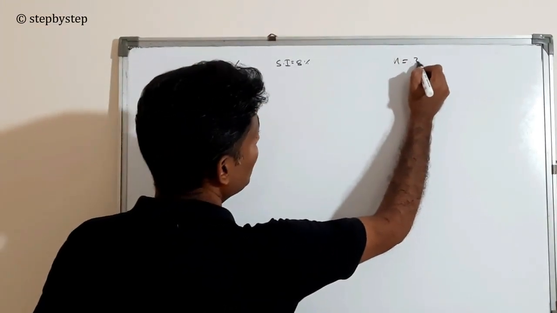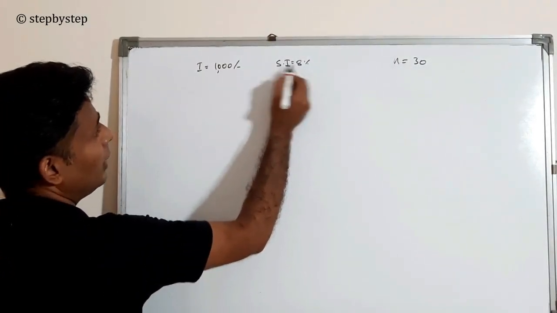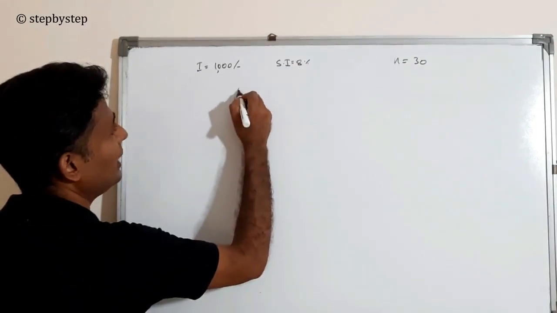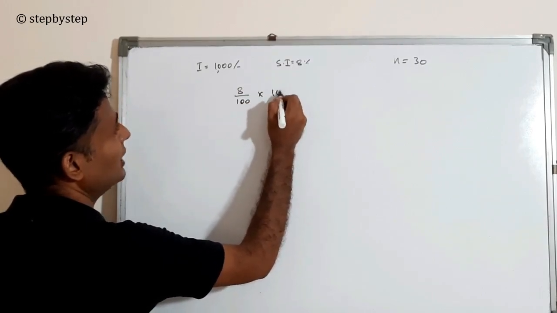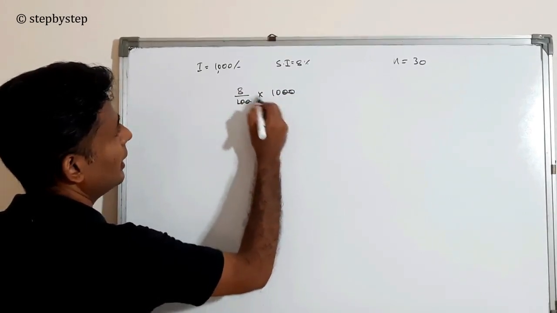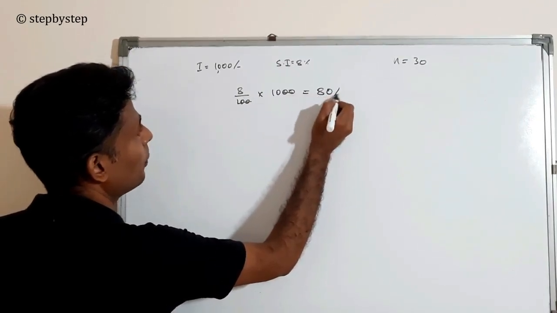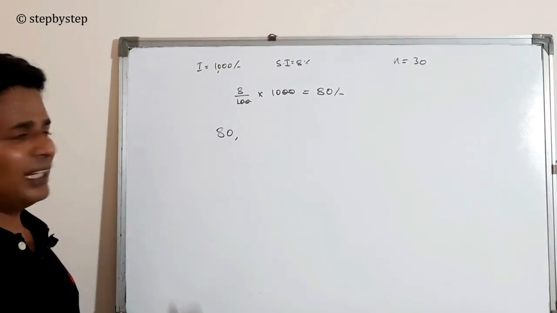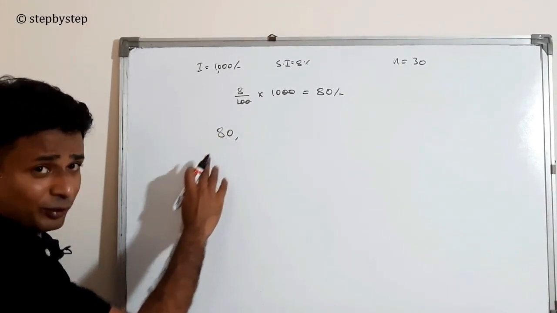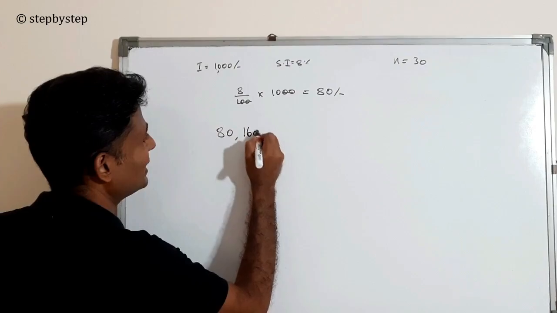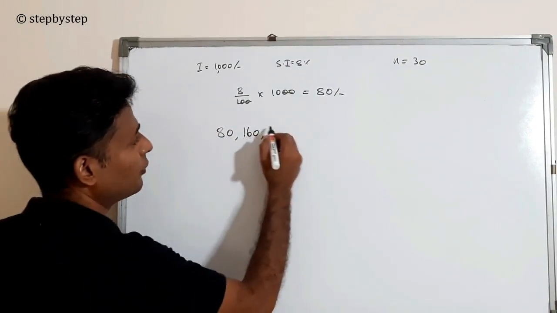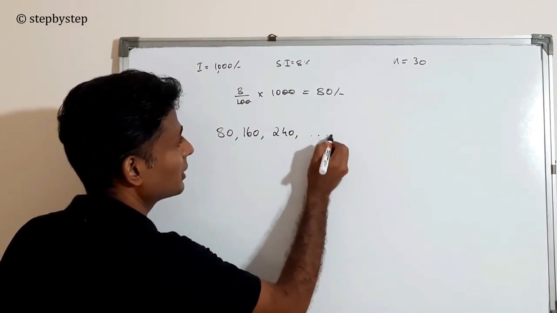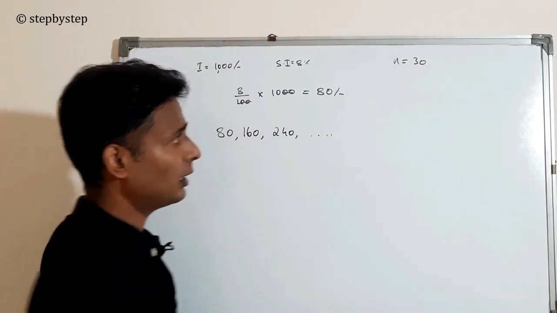So 30 years, so n will be 30. Now 8% interest, how much is 8% of 1000? It's simple interest. So directly 8% of 1000, that is 8 into 10, that is equal to 80 rupees. So at the end of first year, he'll get 80 rupees. At the end of second year, he would have got 80 for the first year and 80 for the second, 160 rupees. At the end of third year, you would have got 80 plus 80 plus 80, that is 240 rupees. So on and so forth for 30 years.